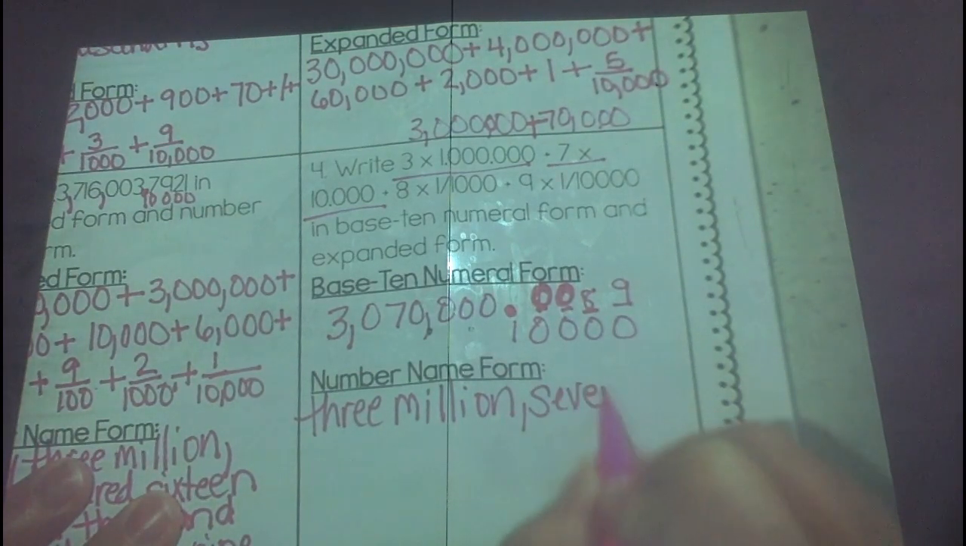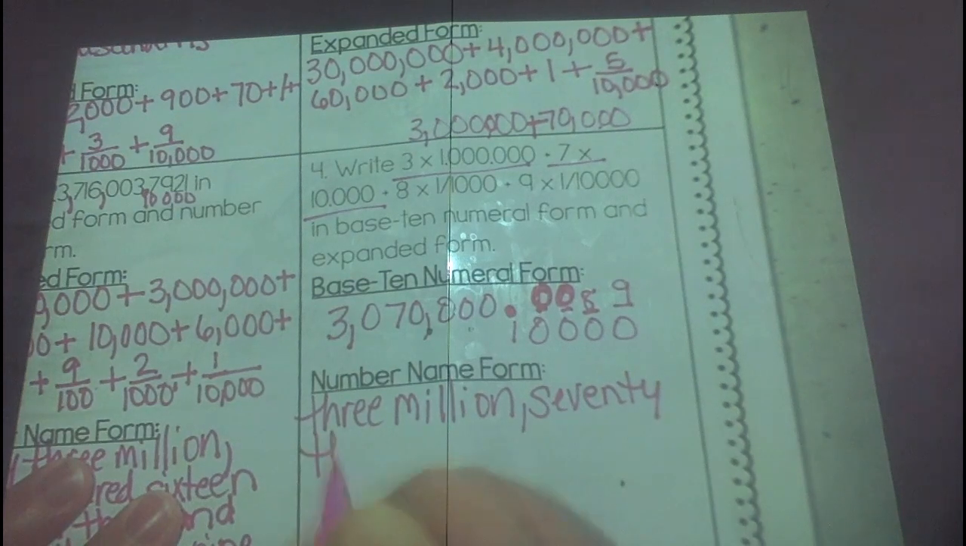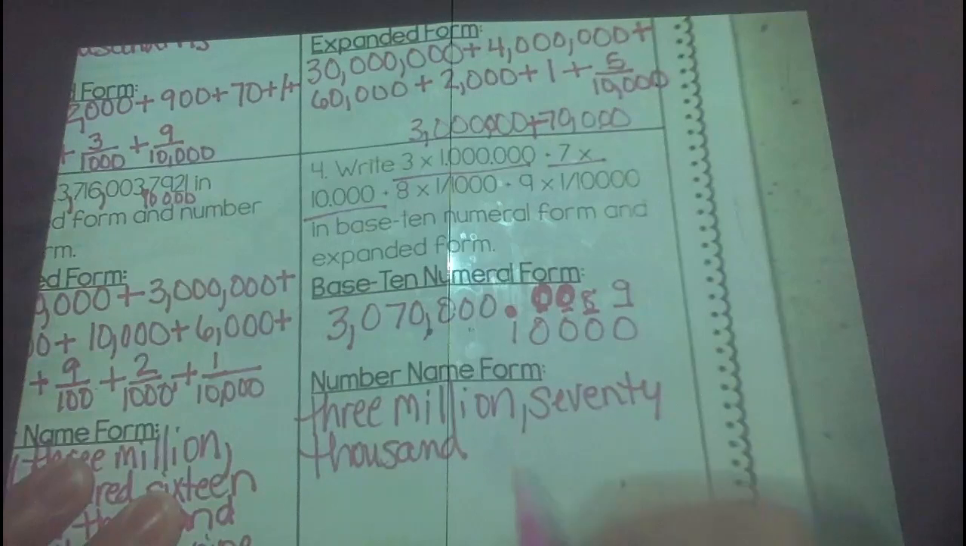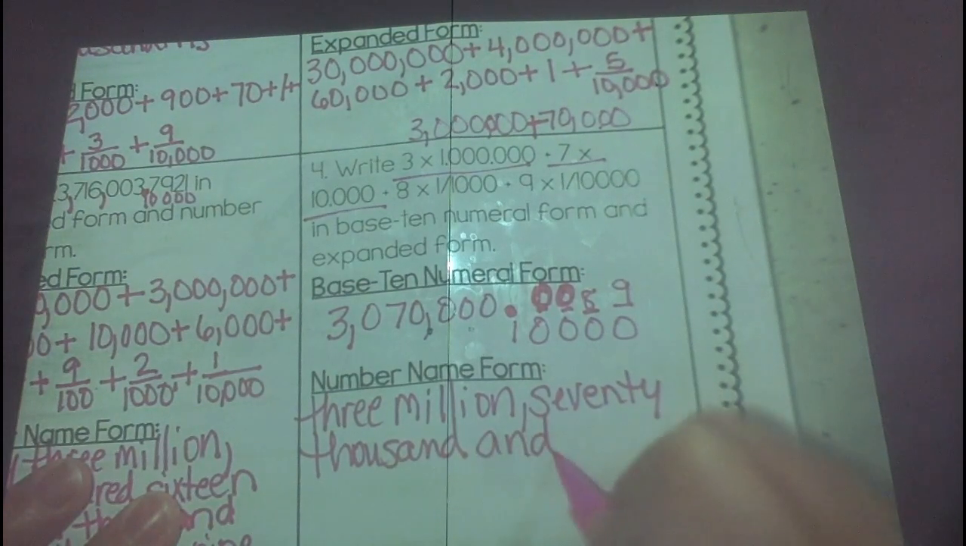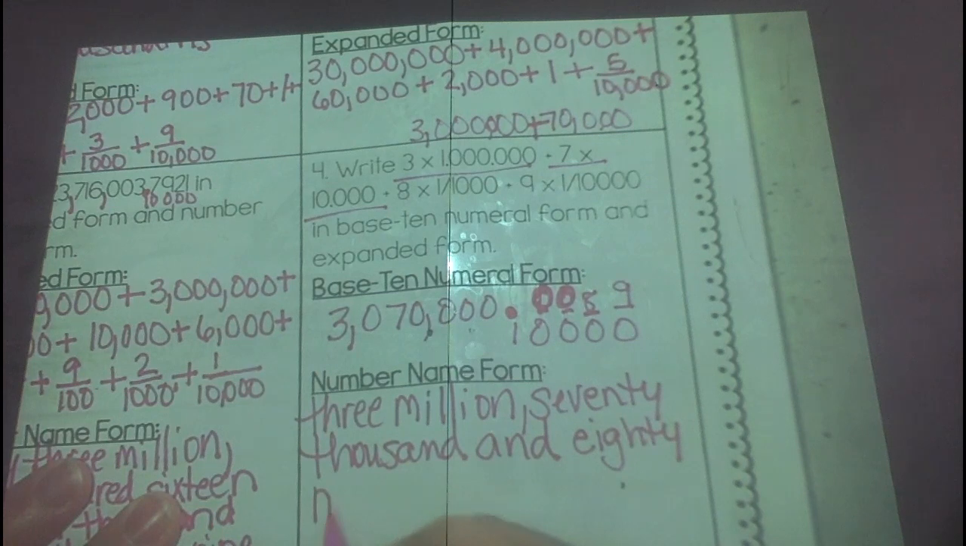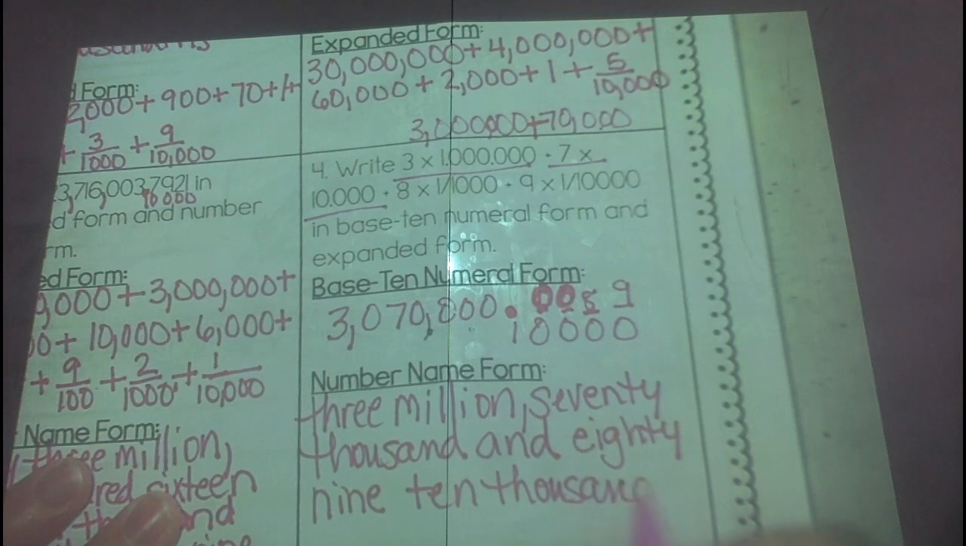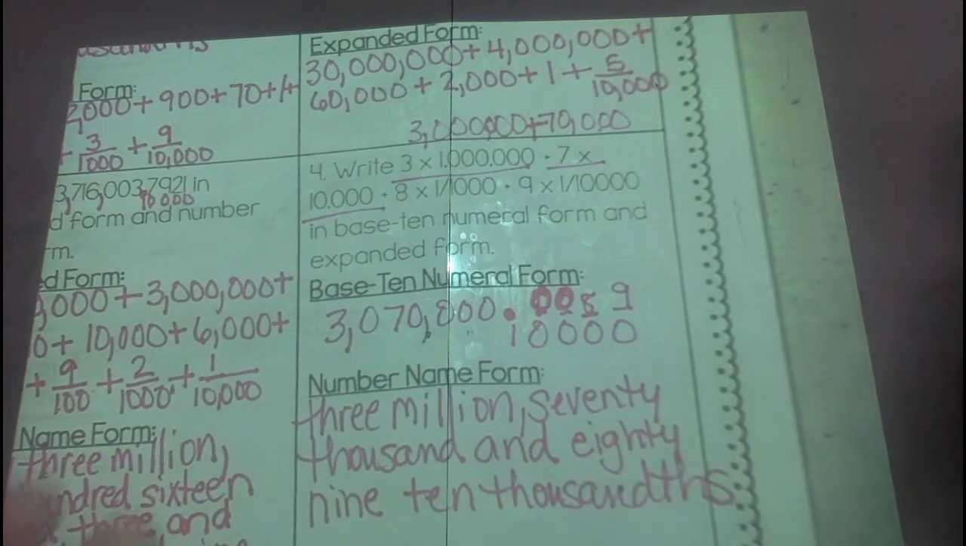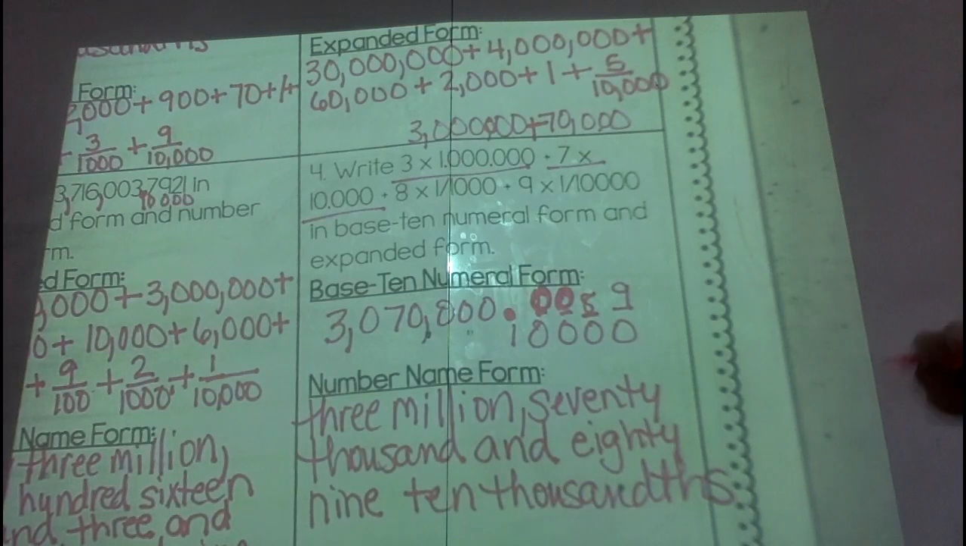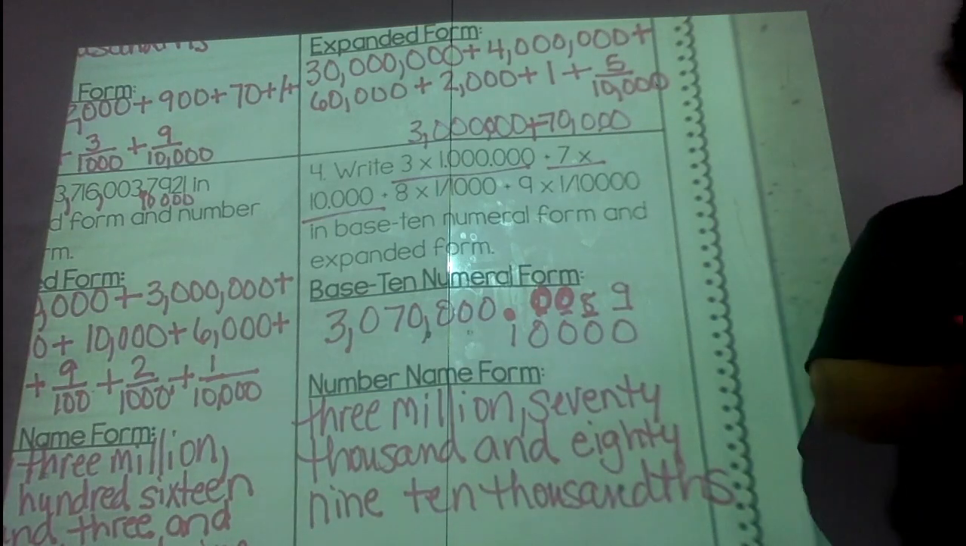3,070,000 and 89 10,000ths. All right, boys and girls, go ahead and finish copying that.